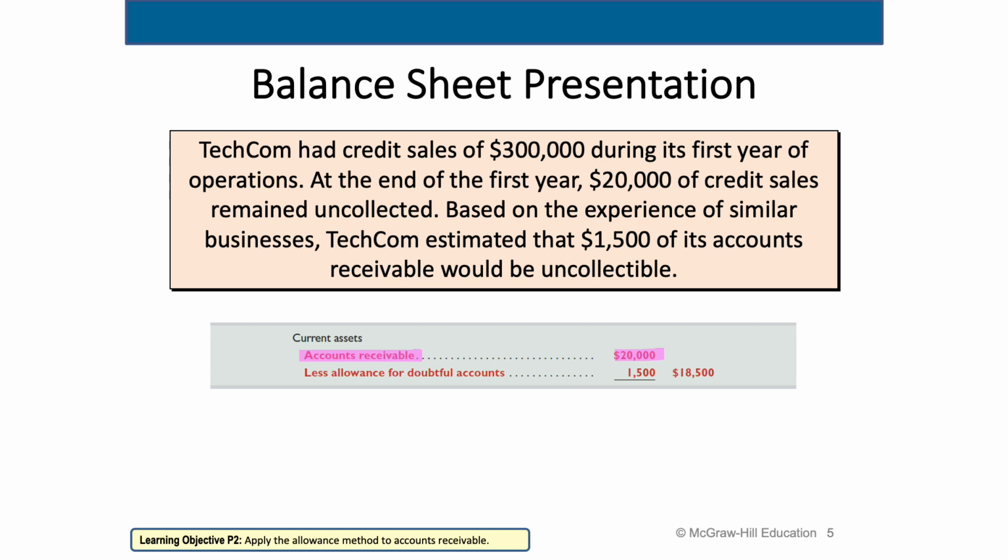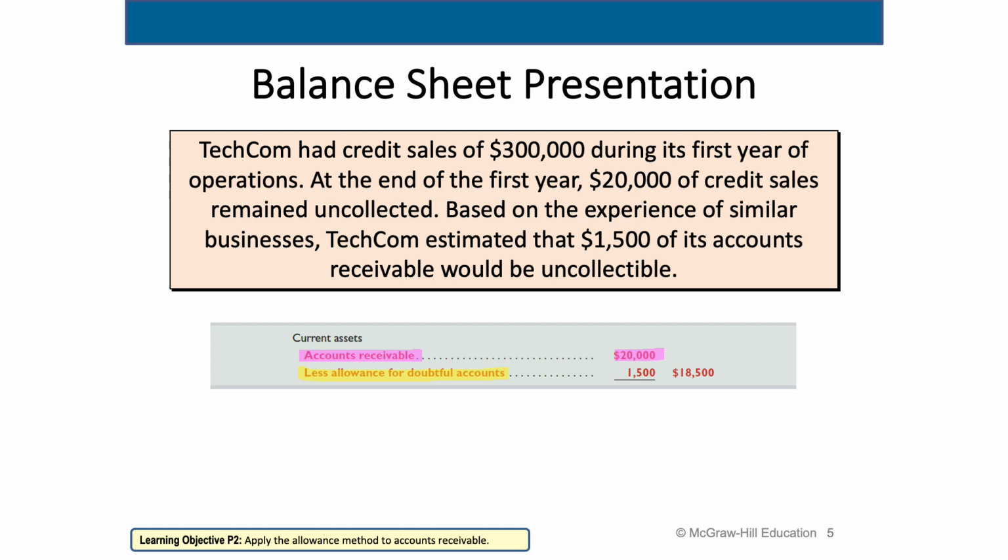If you read the example here, you will see that at the end of the first year, we have 20,000 of credit sales remaining uncollected. Then now I'm going to decrease it by the allowance for doubtful account. Remember, we said that we already recorded the bad debt expense entry: bad debt expense to allowances for doubtful account. Remember, the allowances for doubtful account is a contra account to the account receivable. What do I mean by contra account? It means the account that will decrease the account receivable.